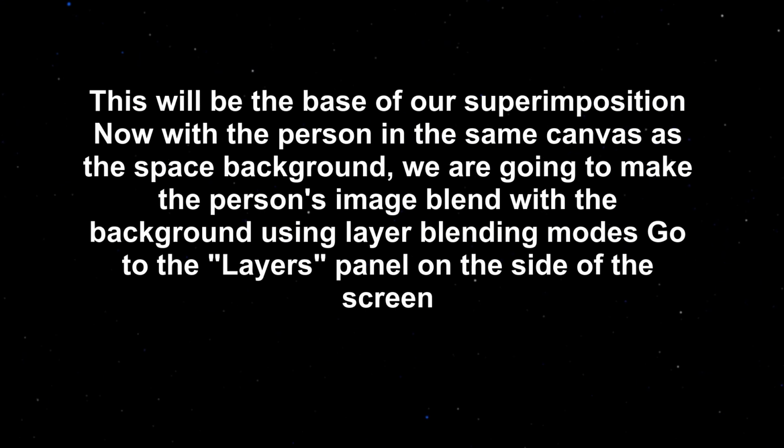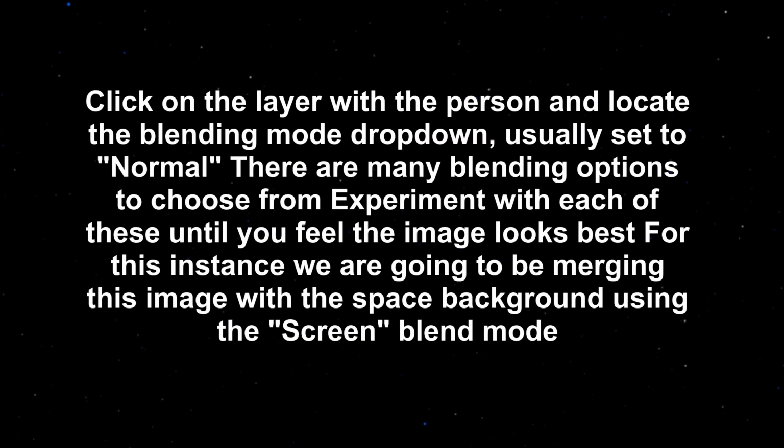Now with the person in the same canvas as the space background, we are going to make the person's image blend with the background using layer blending modes. Go to the Layers panel on the side of the screen. Click on the layer with the person and locate the blending mode dropdown. Usually set to normal, there are many blending options to choose from. Experiment with each of these until you feel the image looks best.